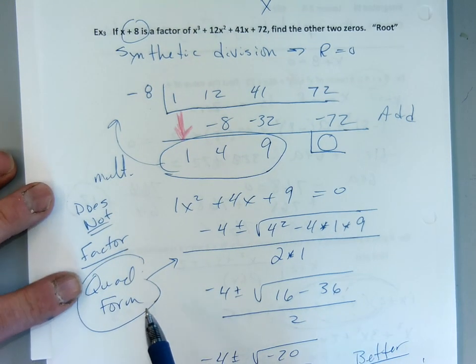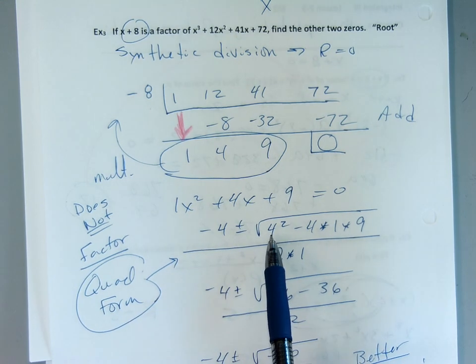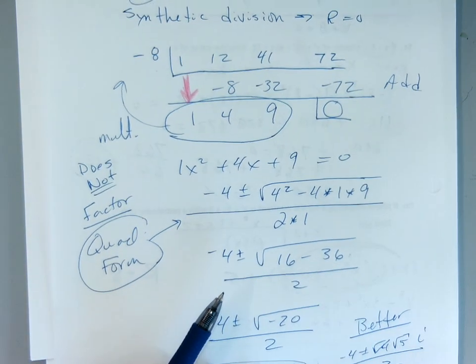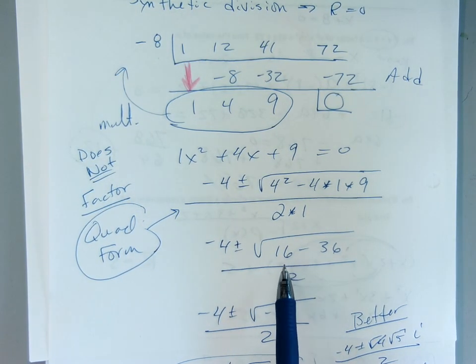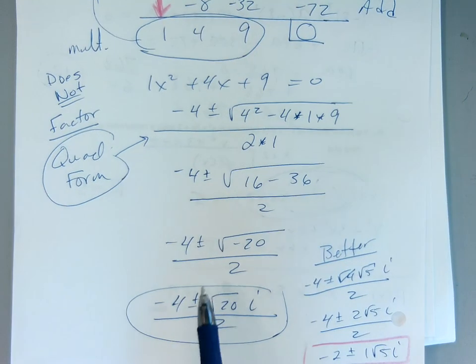It does not factor. Use the quadratic formula. So negative b plus or minus the square root of b squared minus 4ac all over 2a. Just plugged it in. Simplified it. 16 minus 36, which is negative 20. I know I'm going to have an i answer. So I'm going to have negative 4 plus or minus the square root of 20i over 2.